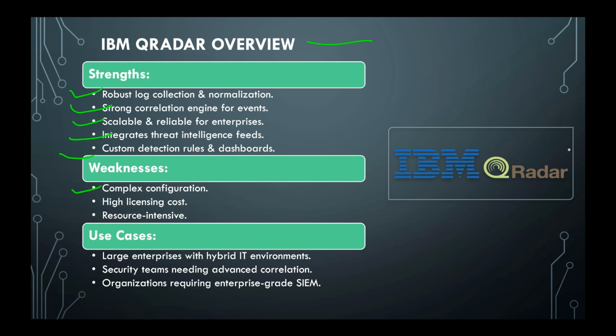So the complex configuration. QRadar can be difficult to configure, especially for organizations that don't have a dedicated security team. Its user interface is also not as intuitive as some of its competitors. High licensing cost. Much like Splunk, QRadar can be expensive to deploy and manage, especially if you need to scale up to handle large data volumes. Resource intensive. QRadar can require significant hardware resources, especially when processing large volumes of data, which can lead to higher costs for infrastructure. And what are the use cases?